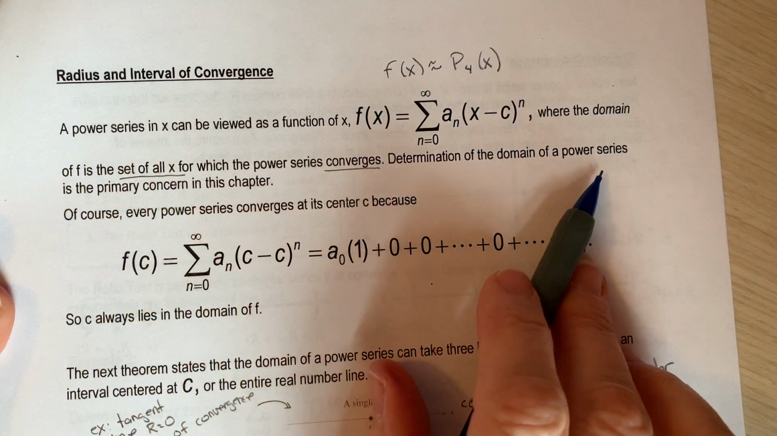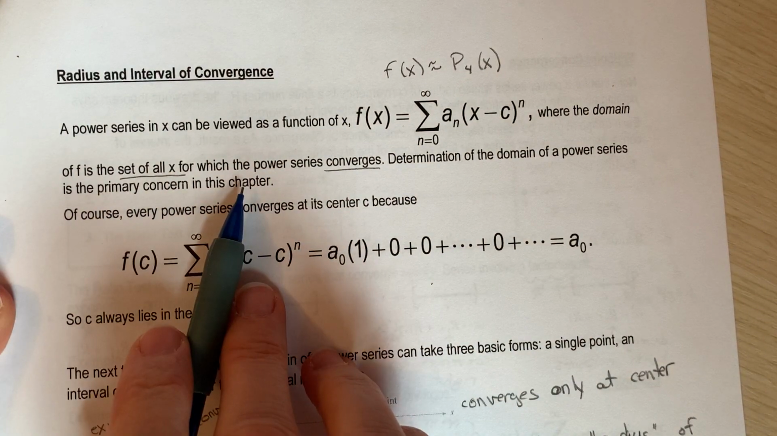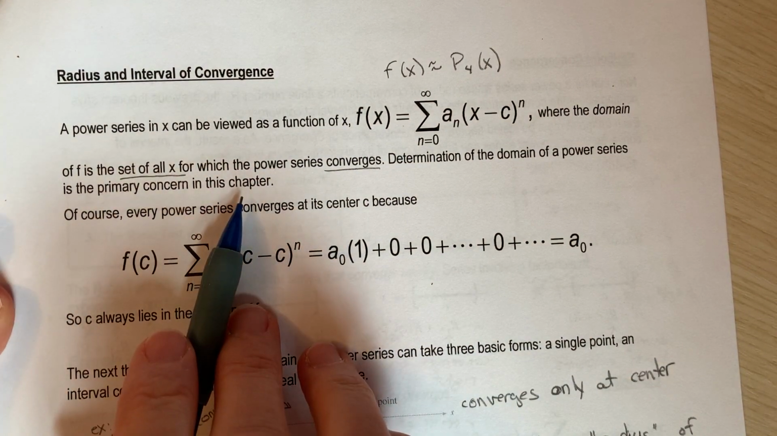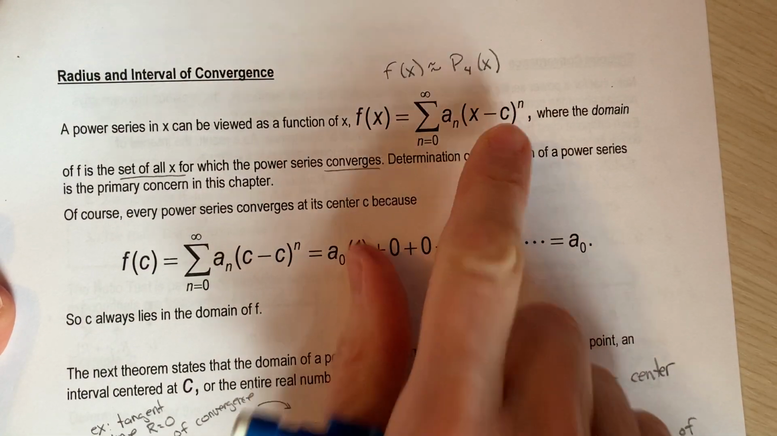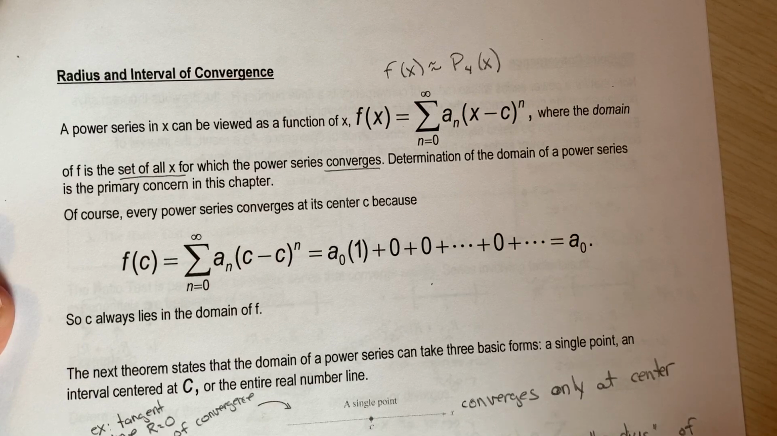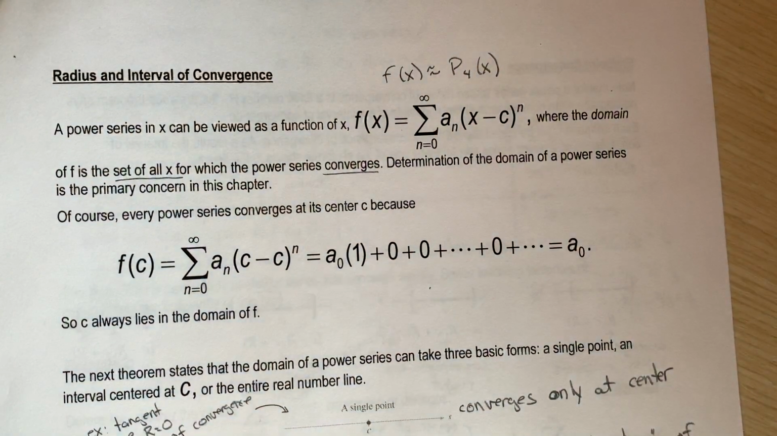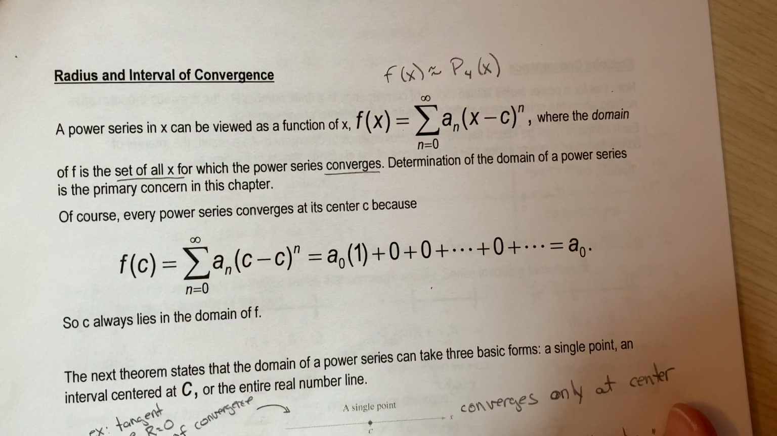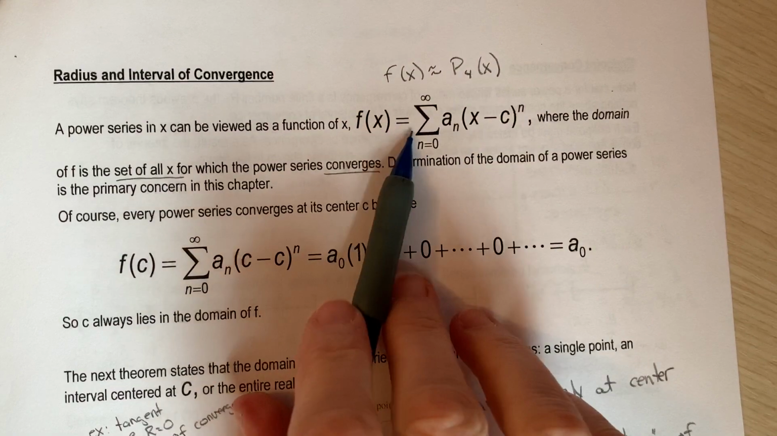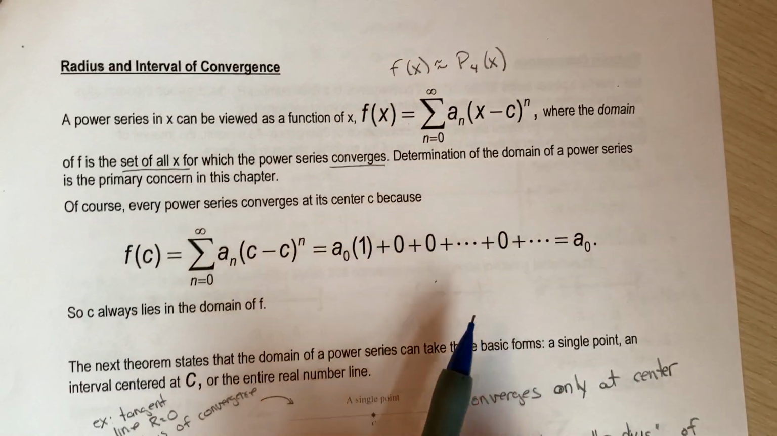So this says determining the domain of the power series is the primary concern of this chapter. So we're figuring out how far out we can go from the center number and still say that we converge. Remember, as you go farther out, we're getting a little bit worse. So we're saying, well, we're going to restrict the domain here when we go ahead and use this equal sign.